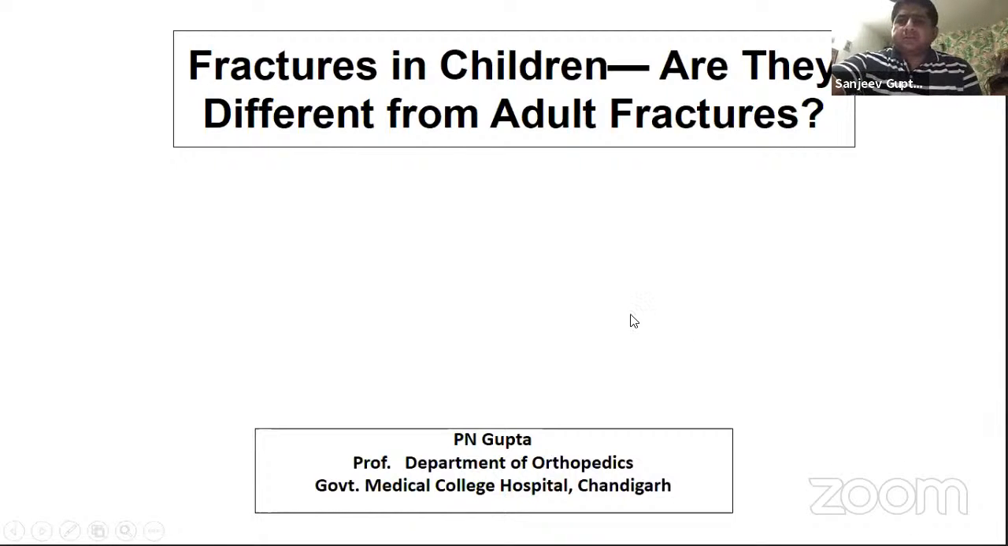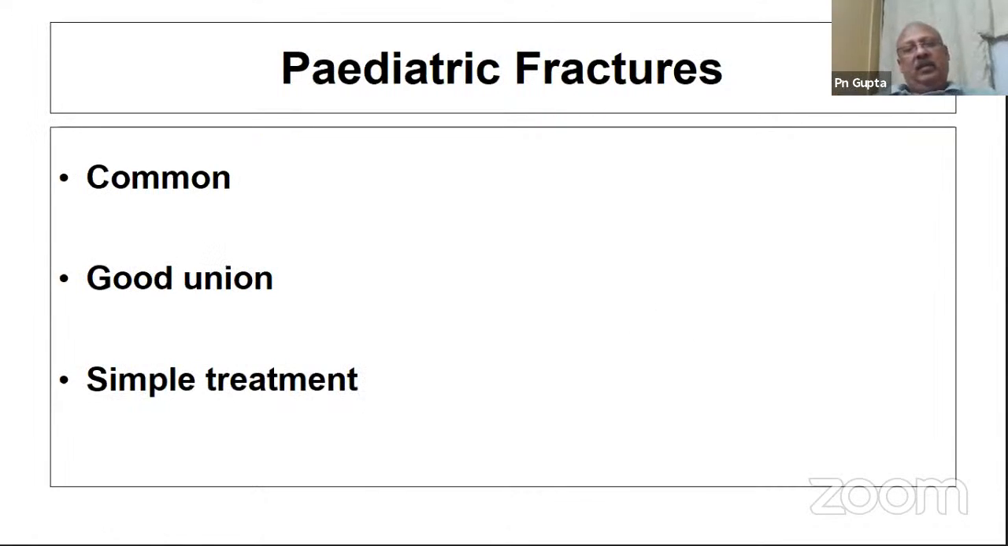So pediatric fractures are basically common, but they have good union rates as compared to adults. The treatment is relatively simple. The only thing is that we need to identify the injury correctly.